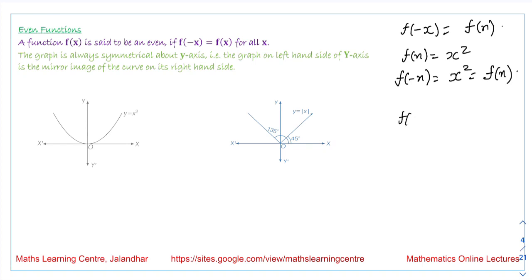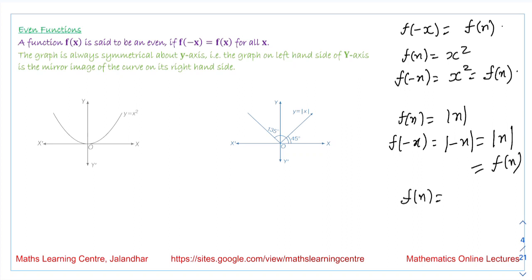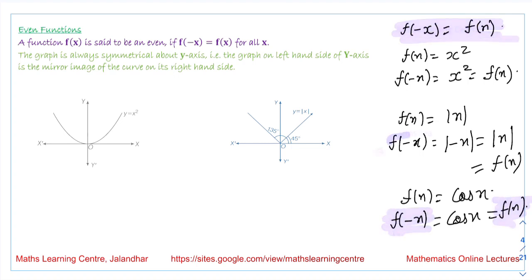If you are talking about the function f(x) is equal to mod x, then f of minus x is equal to mod of minus x, and mod of minus x is mod x, and that is equal to again f(x). If you are talking about the function f(x) is equal to cos x, then f of minus x is equal to cos x, is equal to f(x). So all these functions are even functions. These are satisfying the property that f of minus x is equal to f(x).